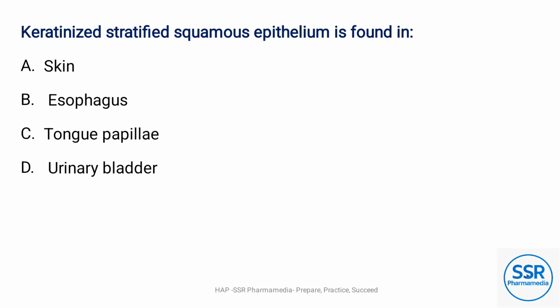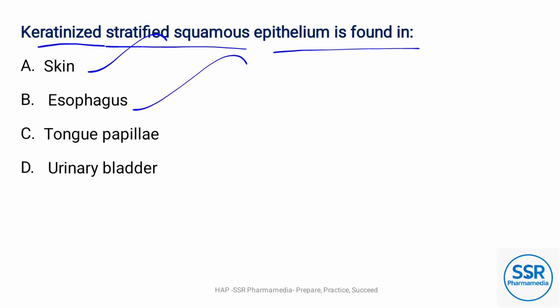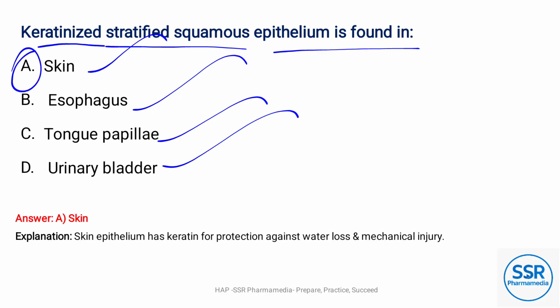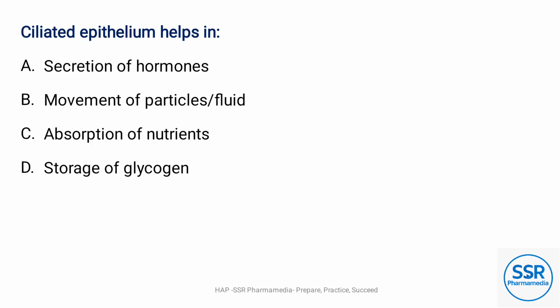Next question: keratinized stratified squamous epithelium is found in option A, skin; option B, esophagus; option C, tongue papillae; option D, urinary bladder. The answer is skin. Skin epithelium has keratin for protection against water loss and mechanical injury.